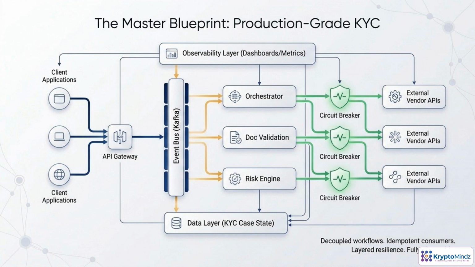Finally, let's see how everything comes together in a production-grade KYC platform. Client apps talk to a thin API gateway, which pushes events onto an event bus. From there, specialized services take over. An orchestrator drives the flow, document validation handles evidence, and the risk engine scores the case. Each service is an idempotent consumer of events and persists only case state, not workflow state. External vendors sit behind circuit breakers, so failures degrade gracefully rather than cascade. An observability layer watches all of this in real time, giving you end-to-end visibility and strong operational control over your KYC and AML posture.